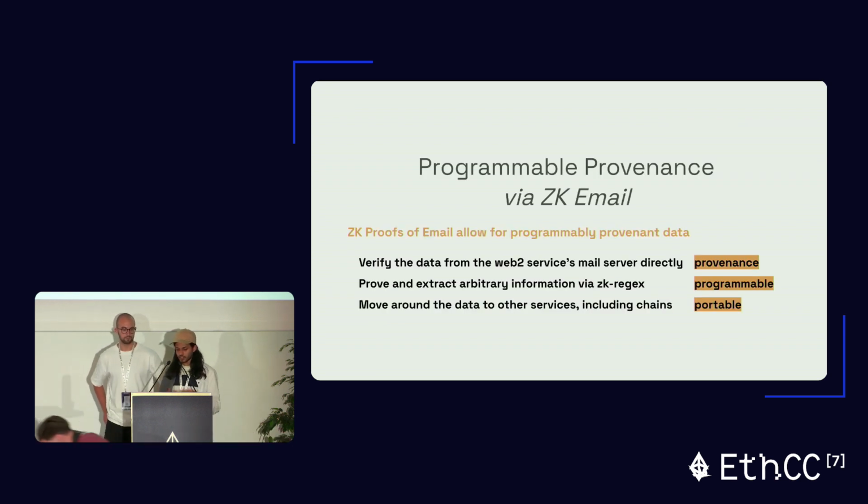So what exactly is ZK Email and how does it work? Well, the idea is that you can have programmably provenant data from within your inbox. That is, we can verify emails directly from the Web2 service's mail server instead of having to trust an intermediary. Second, we can extract arbitrary information via ZK regex, allowing us to program it. And finally, these proofs are portable. We can prove them on any chain or any service and move it around as we wish.